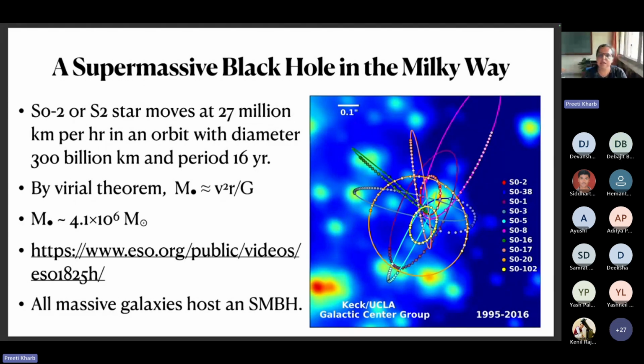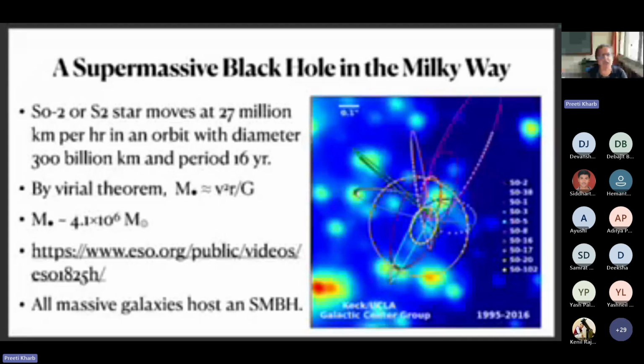So let's look at some interesting numbers, which highlight the extreme speeds involved. For example, the S2 star is moving at speeds of 27 million kilometers per hour in an orbit which has a diameter of 300 billion kilometers.